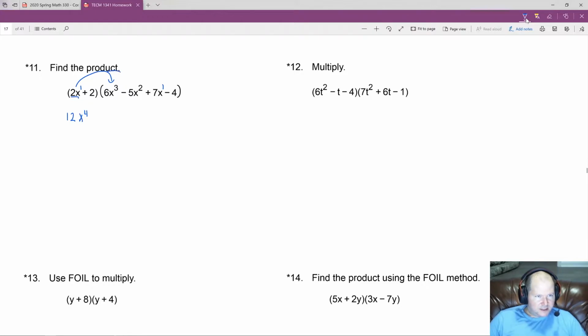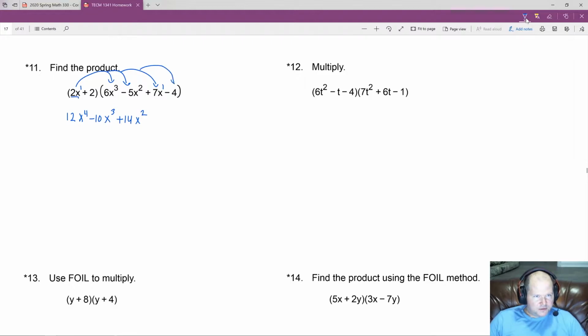Then we say 2x times negative 5x squared. So 2 times negative 5 is a negative 10. And x to the first times x to the second is x cubed because 1 plus 2 is 3. Then we say 2x times 7x. 2 times 7 is a 14. And x to the first times x to the first is x to the second.